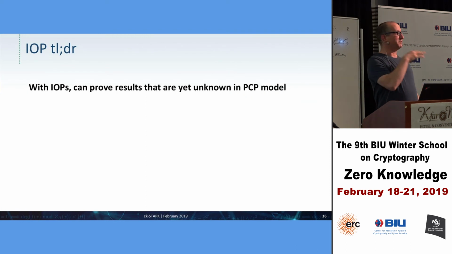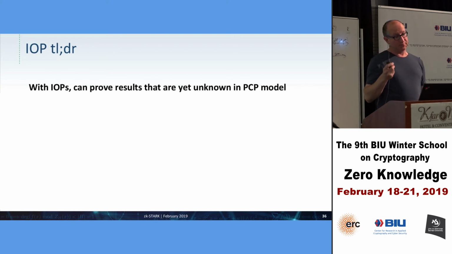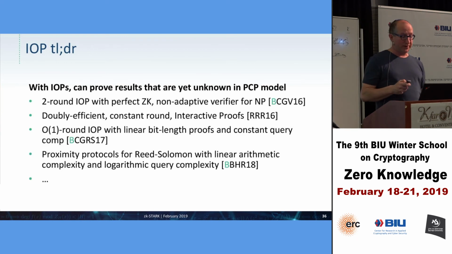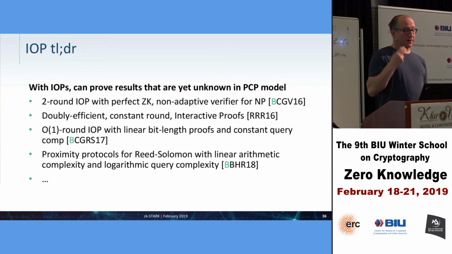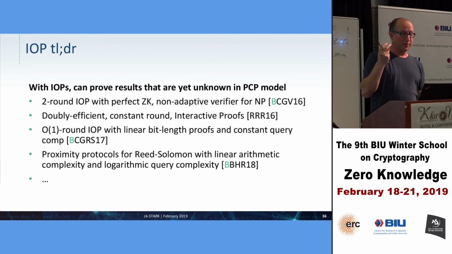So why move from a PCP model to the IOP model? The answer is that with IOPs, there are many results that we can prove that we don't yet know how to prove in the PCP model. So both theoretical results and practical results. For instance, we know how to build a 2-round IOP that has perfect zero knowledge and a non-adaptive verifier for NP.